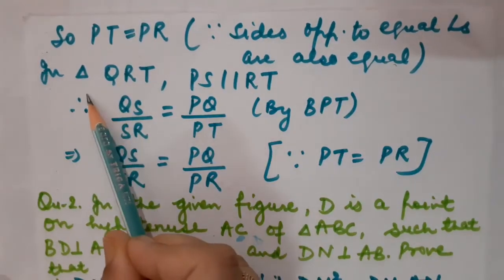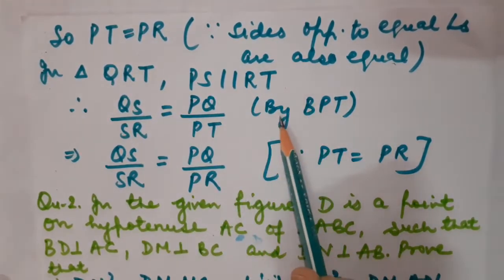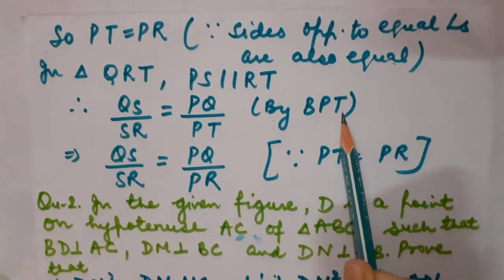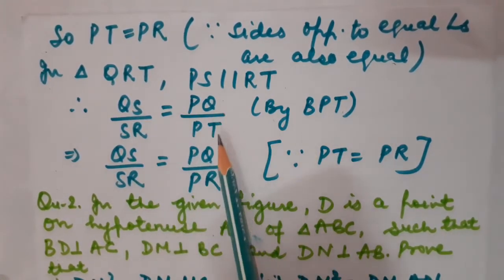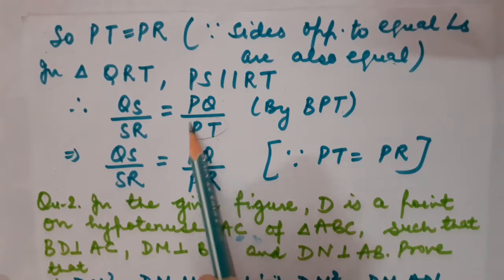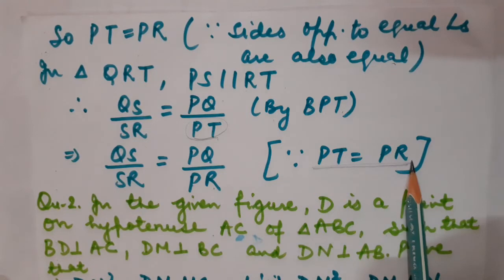Now, in triangle QRT, as PS is parallel to RT, by the basic proportionality theorem, we can say that QS upon SR is equal to PQ upon PT. And PT can be replaced by PR. Why? Because PRT is going to form an isosceles triangle. Okay. And in an isosceles triangle, you know that two sides are equal. So which are those two sides? That is PT as well as PR. Got it?